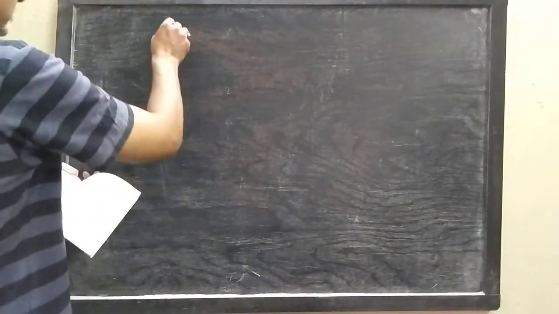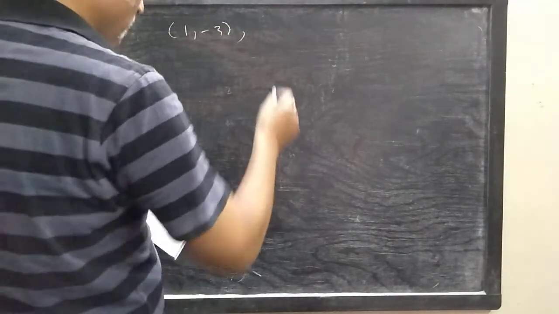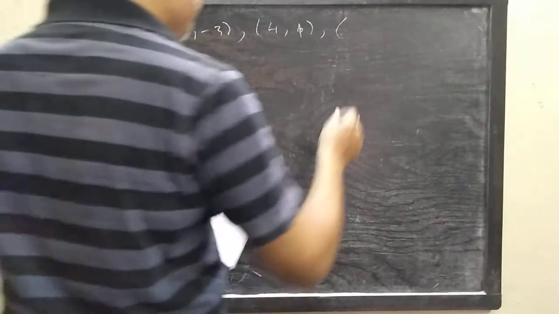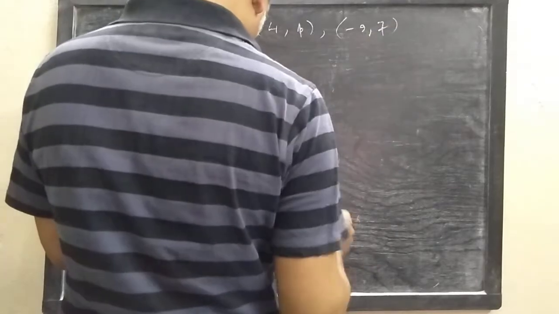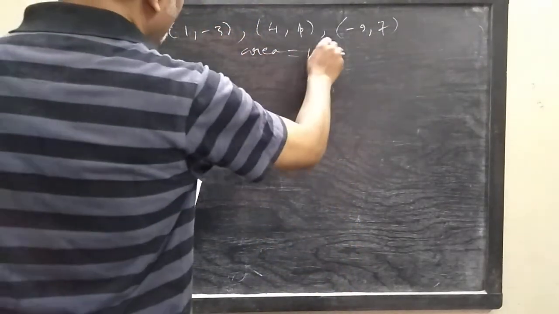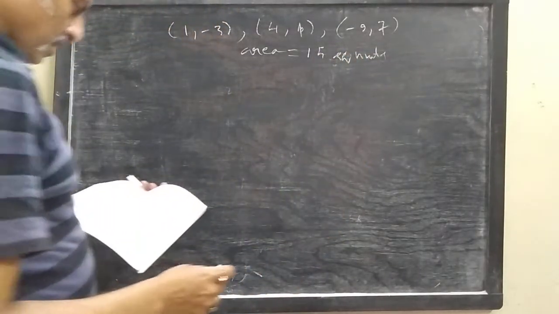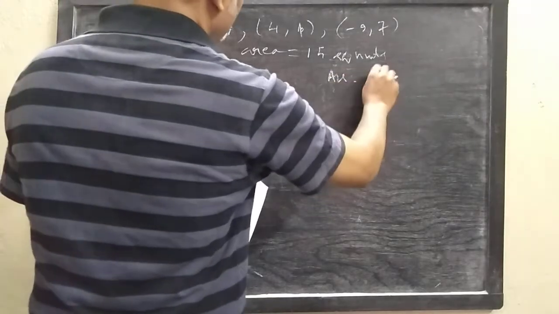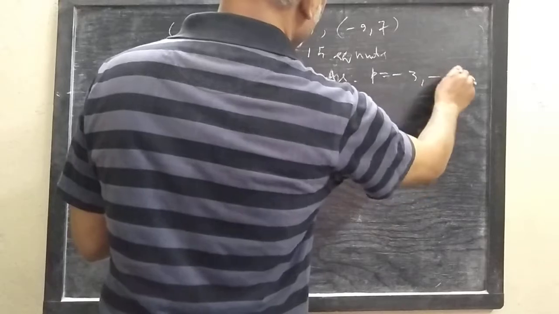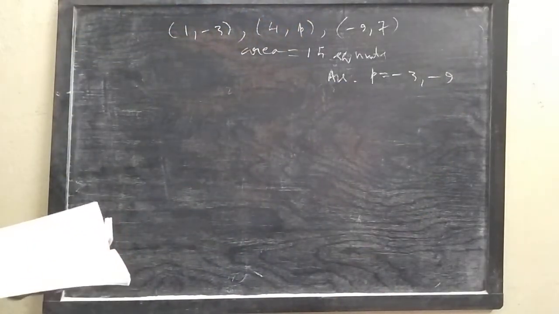The vertices are 1, minus 3, next is 4 comma p, and the third one is minus 9 comma 7, and the area of the triangle is 15 square units, and you are asked to find p. So answer, the required values of p are -3 and -9. These two are the possible values of p for this statement to be true.